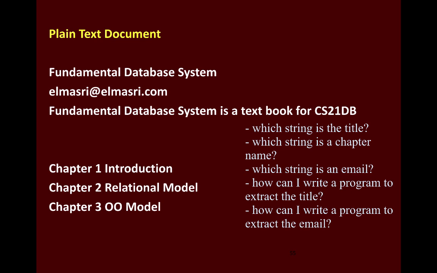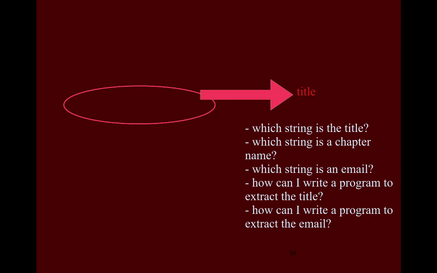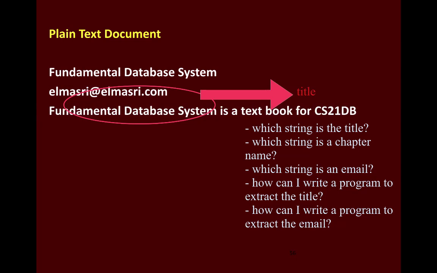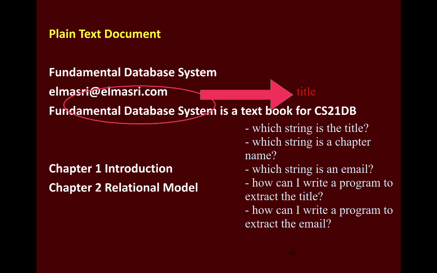So imagine you have some contents like this. You've got information about a book, including its chapter, the title, and so on. And you want to mark up, you want to add some, if you like, metadata, which is data to describe data. So you want to say which of these strings is actually a title, which is actually a chapter name, which is actually an email. So you want to mark it up. Well, you can add tags to do that. In this example, for instance, you want to say that Fundamental Database System is actually a title.